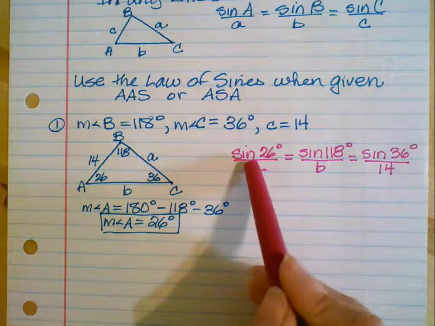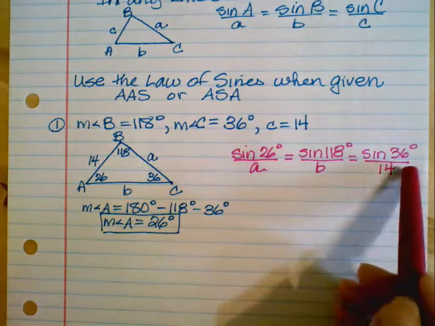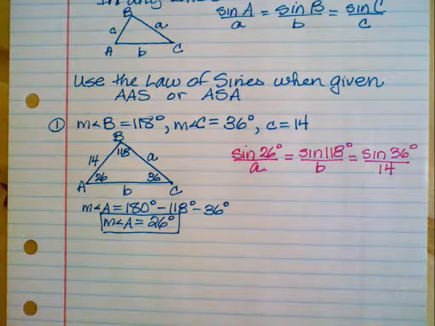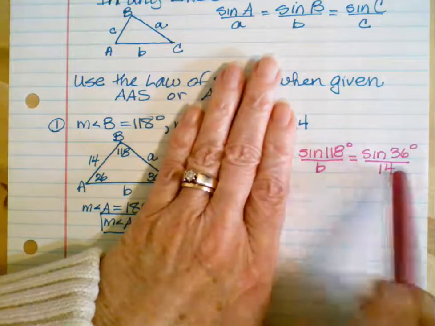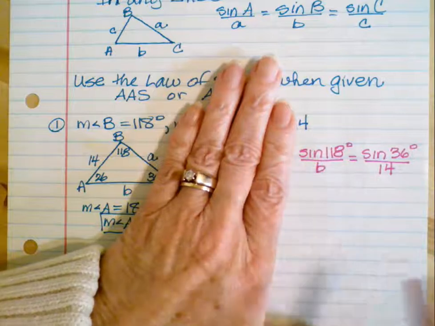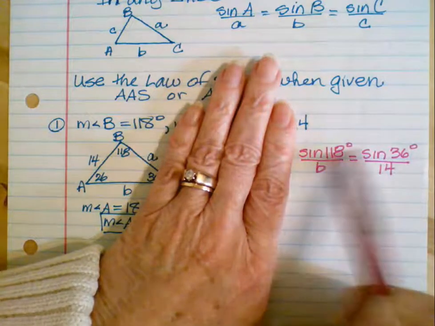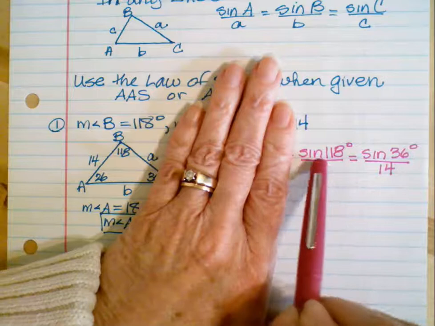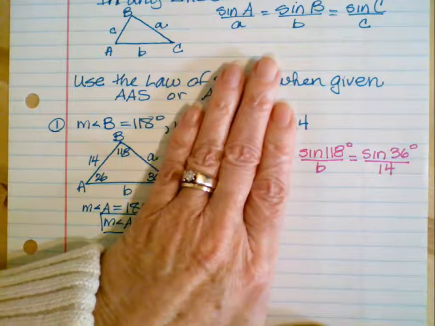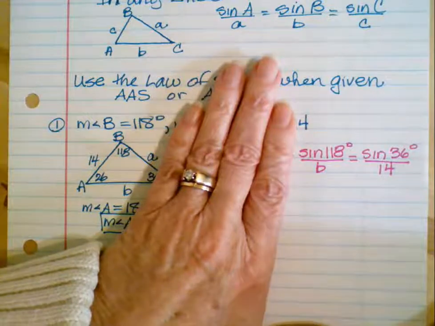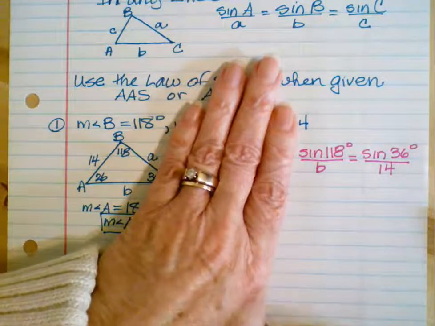Remember, the sine of 26, the sine of 118, the sine of 36, etc., those all have decimal values. And ultimately, when we're multiplying, for example, here when I cross multiply 14 times the sine of 118, I'm just taking 14 times the decimal value that the sine of 118 degrees has. So that's what we're going to do here. We're going to solve for the value or the length of segment B first.